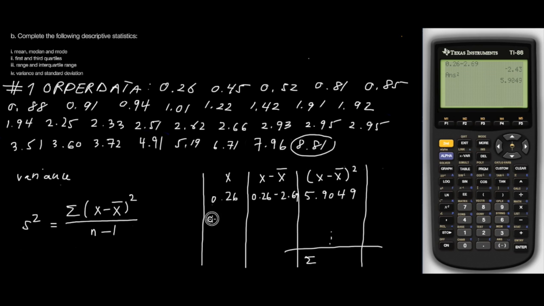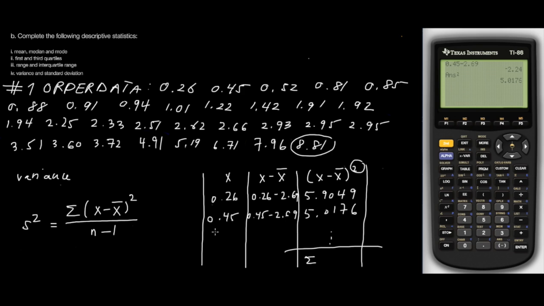Okay. So I'll just write this down real quick for a second time. So 0.45. So here we would have 0.45 minus 2.69, and then take it to the power of 2. So let's do that real quick in our calculator. 0.45 minus our mean, 2.69. And to remove the negative sign, we would take it to the power of 2. So this gives us 5.0176.